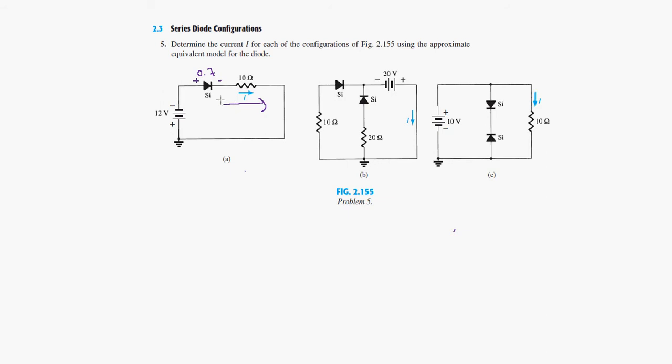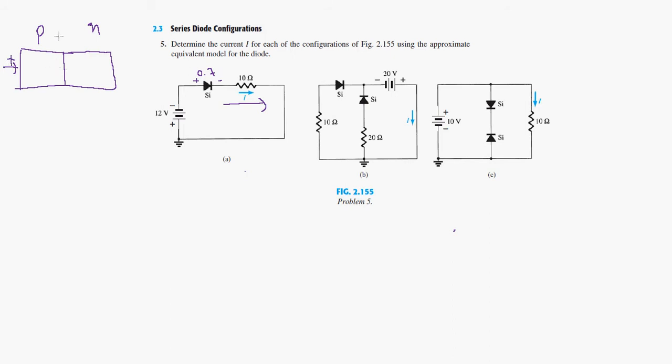The first thing to notice is that this diode is reverse biased, because if you look at the voltage, the minus side is attached to the plus side of the diode, so it's reverse biased. If you remember, we have the diode here, with the P substrate here and the N substrate here, and for it to be forward biased we need a positive voltage on the plus side here.